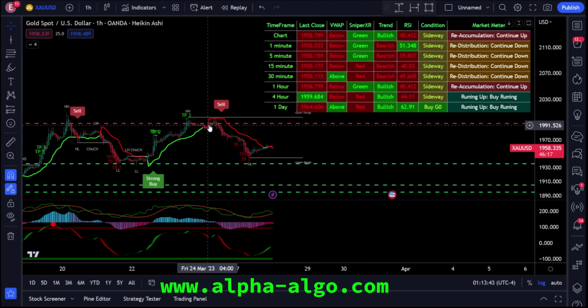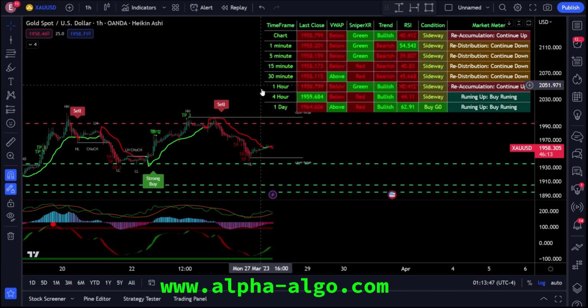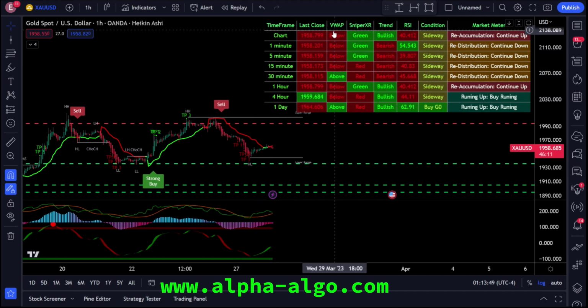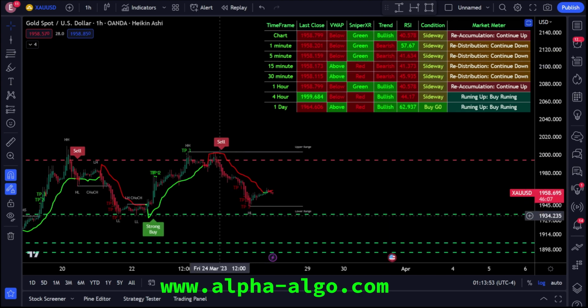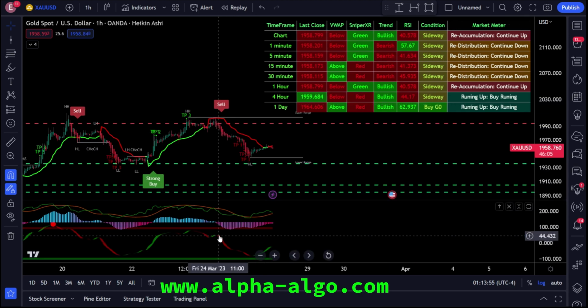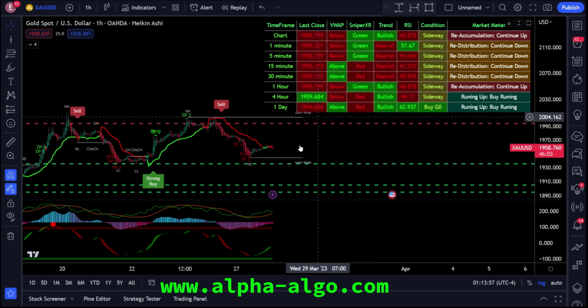Now, when it comes to VWAP, obviously it's our VWAP. It just lets you know whether the price in that particular time frame is above the VWAP or below. Same thing with Sniperx. Sniperx R is pretty much measuring this momentum line, whether momentum is green or blue.